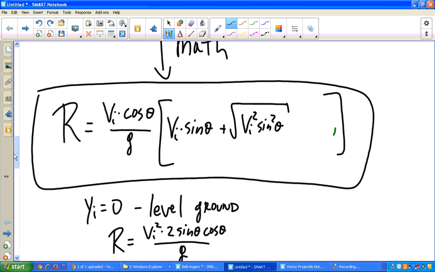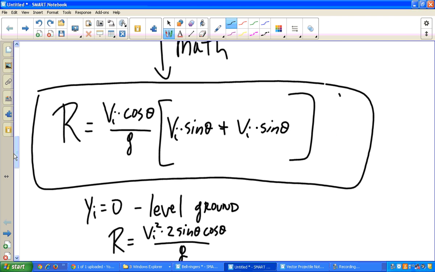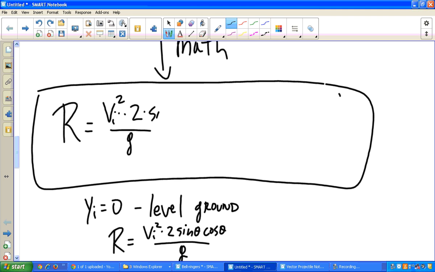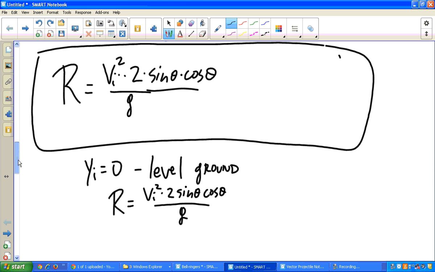Now I have the square root of vi squared times sine squared theta, and so I take the square root of that, the squares just go away, so I get vi sine theta. And this whole term in the brackets is just vi sine theta plus vi sine theta. Adding those two together simply turns into 2 vi sine theta. Now I'm simply multiplying the two terms together. The vi's become vi squared, I have a 2 there, and then I have a sine theta cos theta all over g. And note that this is in fact exactly the range formula that we derived in the previous video.